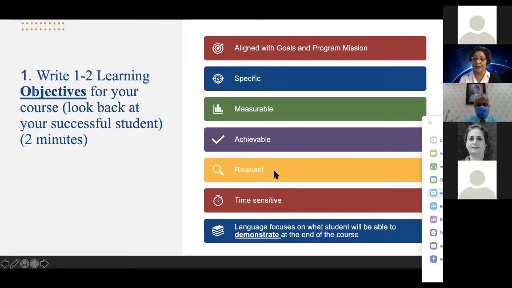And it has to be relevant. If I teach biology, of course I cannot ask a question about philosophy, right? So it always has to be relevant. It has to be time sensitive. That means you need to meet the objectives in a semester or in a quarter, and you cannot have such a lofty objective that it cannot be met. So you want your students to be successful.